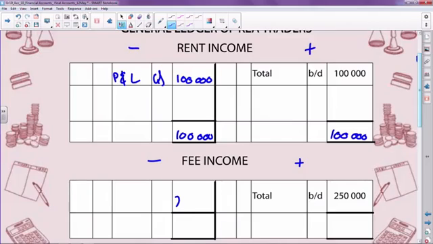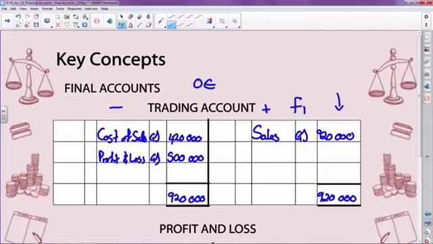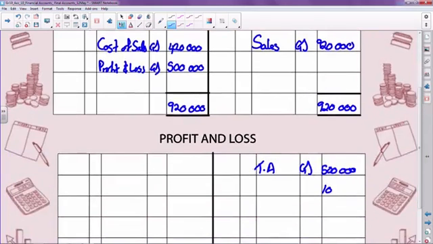Same with the fee income. I take it to the other side. I can do it short way around like this, and then I can just say, I'm closing it off like so, and I can say profit and loss, and therefore I have two debits. Do you see this is a debit and this is a debit? So where do I take it? I need to take it to the credit side of your profit and loss. So I'll have 100,000 and 250,000. I'm just doing it together. You should actually do it one by one. Rent income, I'm just trying to save a bit of time, and then also fee income. And there's your incomes closed off.